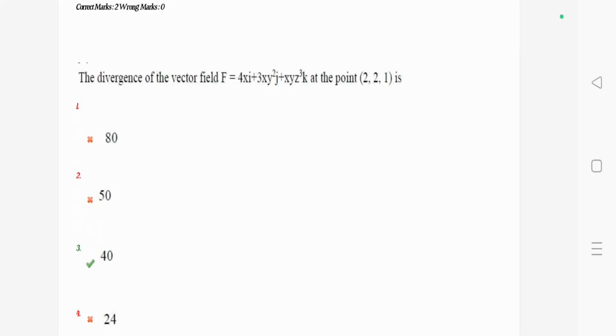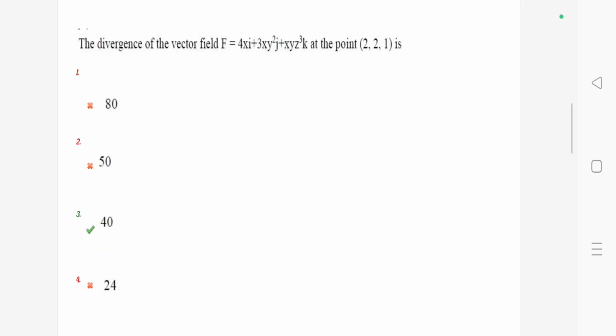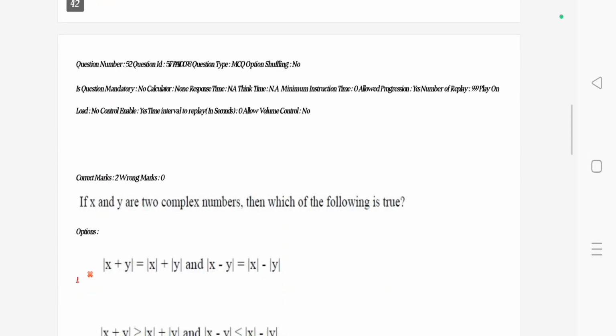The divergence of vector field. If F equal to 4xi plus 3xy square j plus xyz cube k at point (2, 2, 1), then the answer is 40. One thing I want to tell you is that this type of problem which he asked in the paper, I attached to this video. After explaining this complete question paper, in continuation, you will see the video where I explained this divergence of vector field problem. Now next, 52nd question.